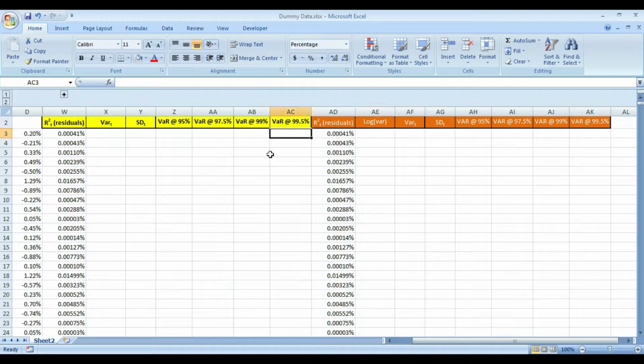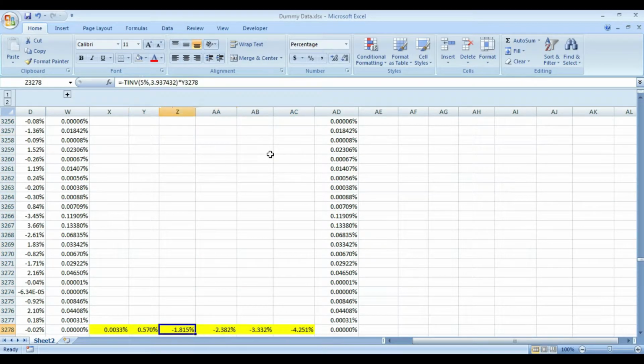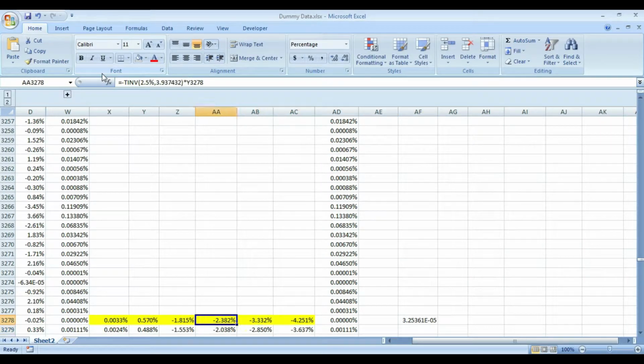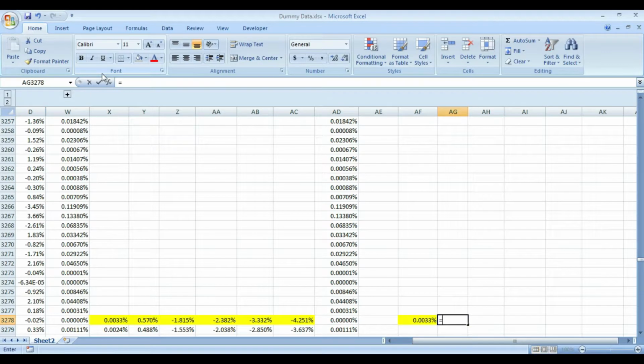Now comes the part where we have to estimate the long run variance. It will be the same. The long run variance I can pick from here, which is GARCH Student's t, and I'll paste it over here. Let me take the format. Now the standard deviation will also be the same. I'll again take the format.